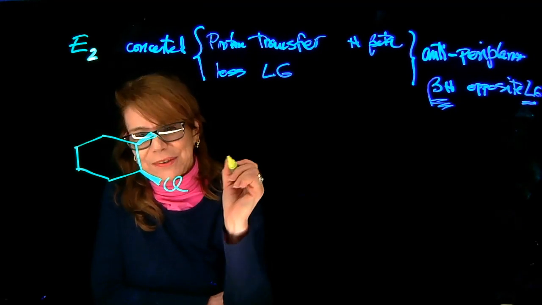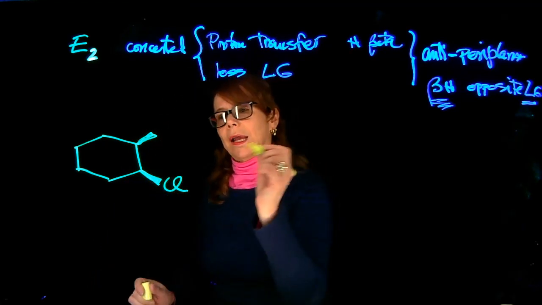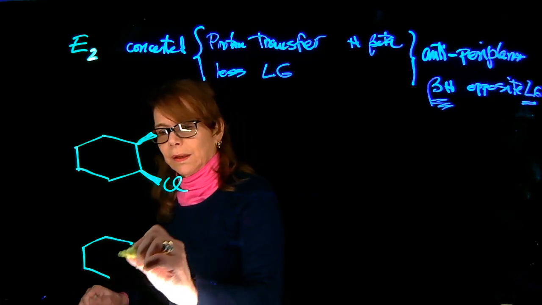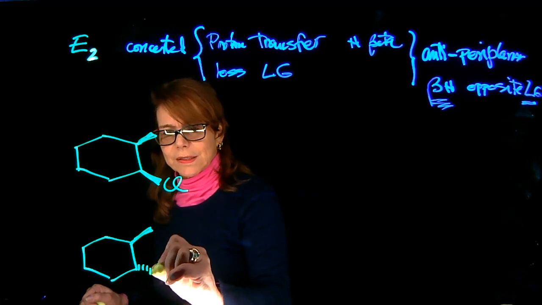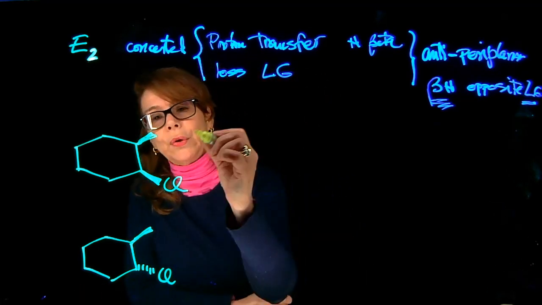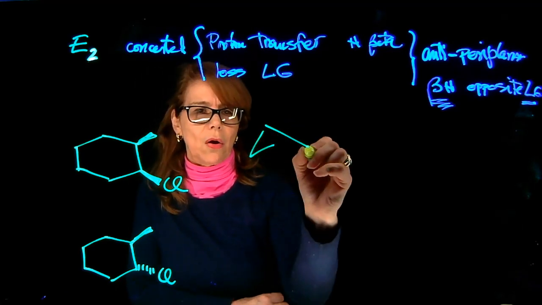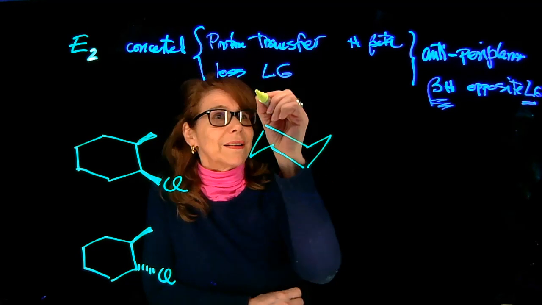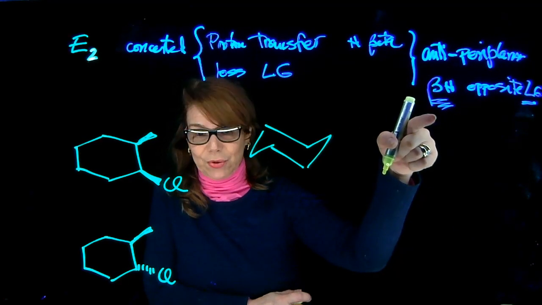I forgot to write the chloro. So, 1-chloro-2-methylcyclohexane, cis. And I'm also going to do the products for the trans stereoisomer. Now, notice that at this carbon here, we can draw this in the chair conformation, because I need to have the leaving group opposite to the beta hydrogen.